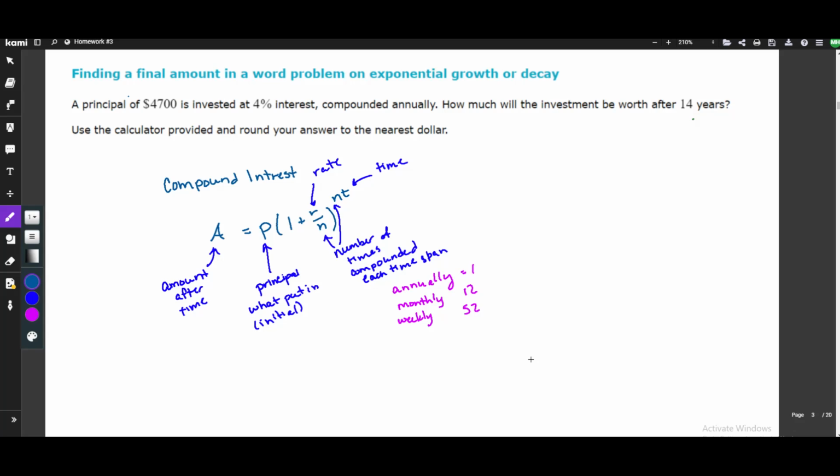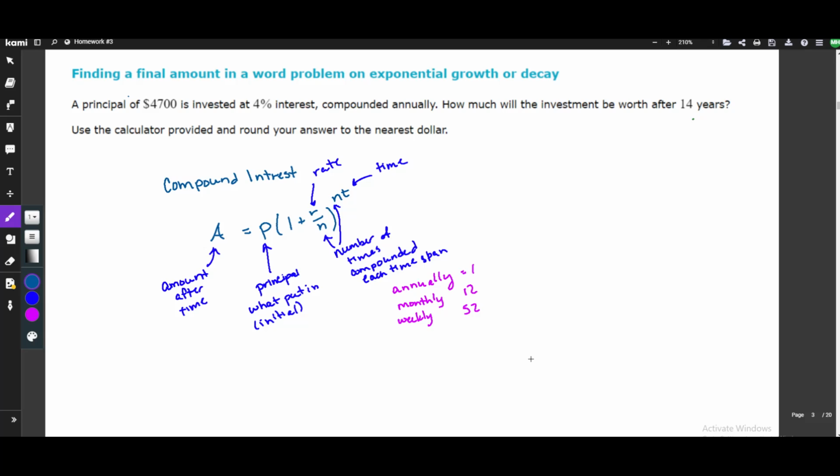Compounded means how often you're adding interest or looking at your stuff to put in more money or take more money out or charge more. And so it could be quarterly, it could be annually, it could be monthly, all of that stuff. So some of the basic ones I did have written down here.